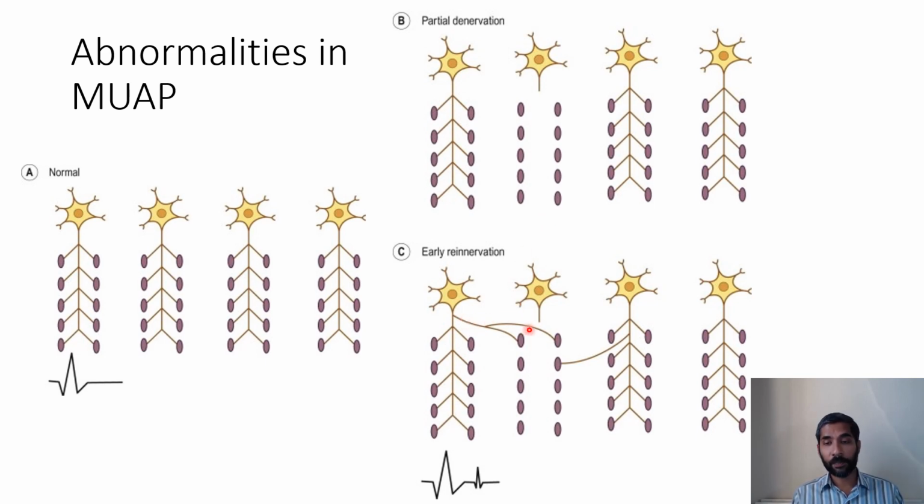Also, sometimes what happens is if there are some muscle fibers which are not innervated by a nerve, the adjacent motor neurons start to connect to those muscle fibers. And if that happens, then you get something like this. You get a motor unit action potential, and then you get a late spike in the motor unit action potential, which starts to suggest reinnervation, and you can detect that.